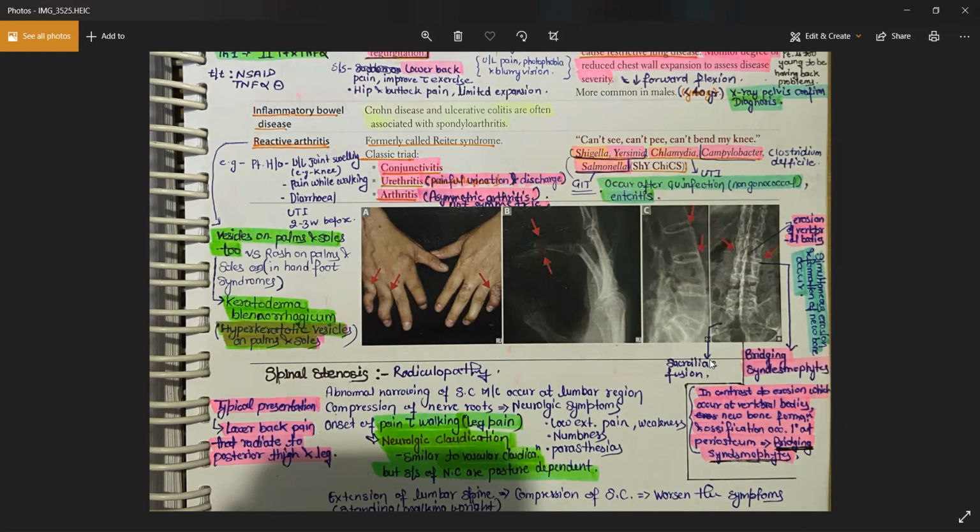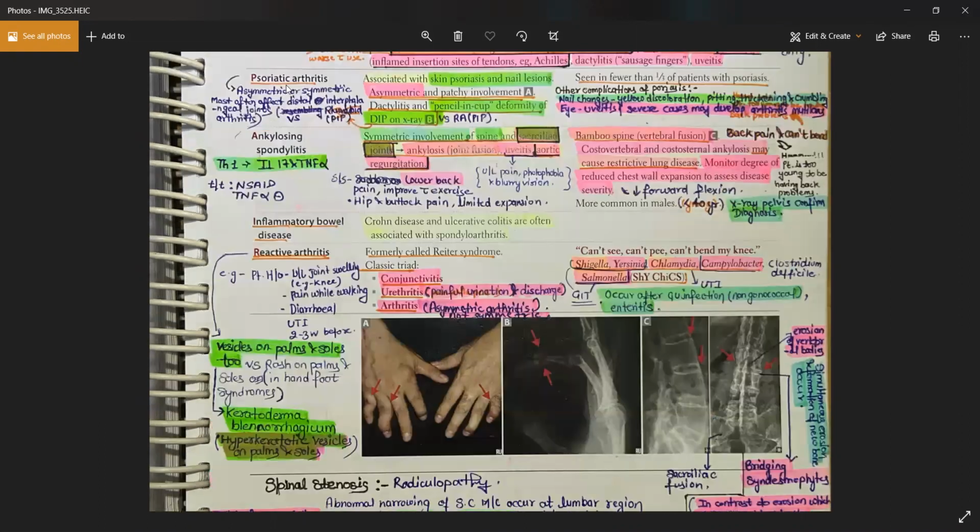So what you will get is the sacroiliac fusion as well as the bridging syndesmophytes on the X-ray. The erosion occurs at the vertebral bodies, which means at the center, but the ossification happens at the periosteum, which means at the periphery, and as a result, you will get the bridging syndesmophytes, right? So a simultaneous erosion as well as bone formation occurs in ankylosing spondylitis, versus in rheumatoid arthritis, you're only having a destruction but not the bone formation, right?